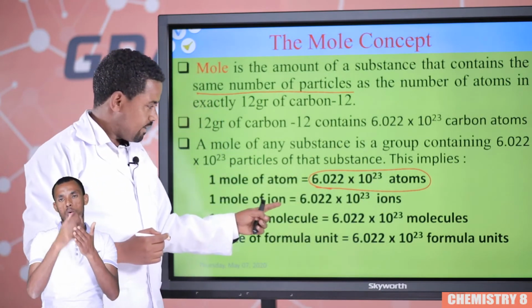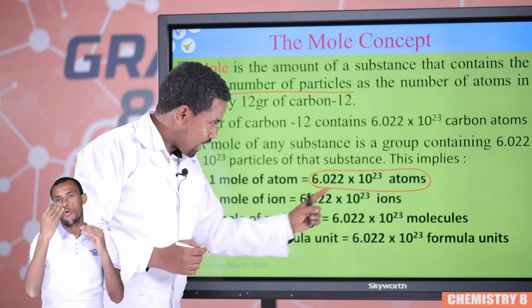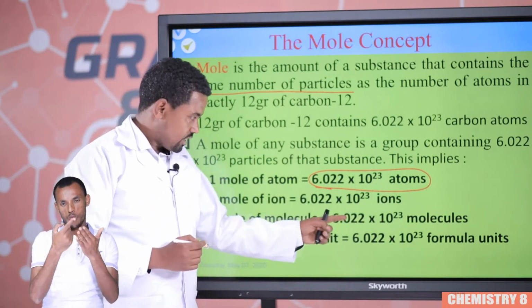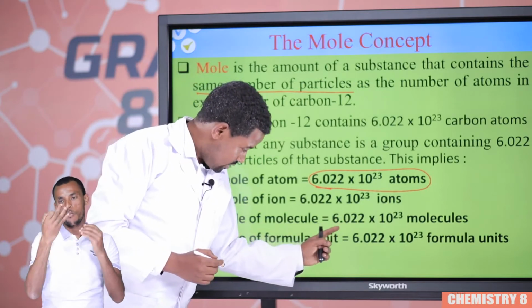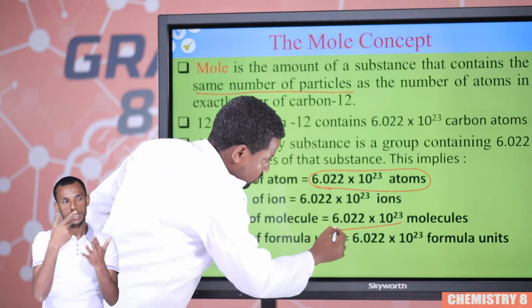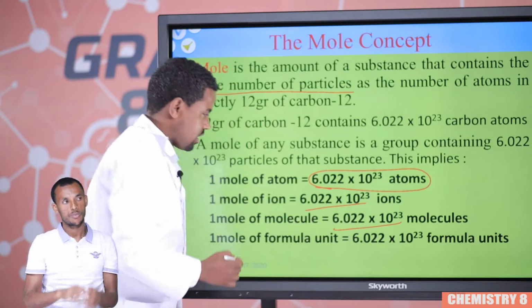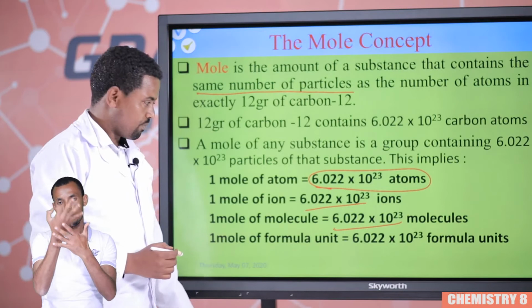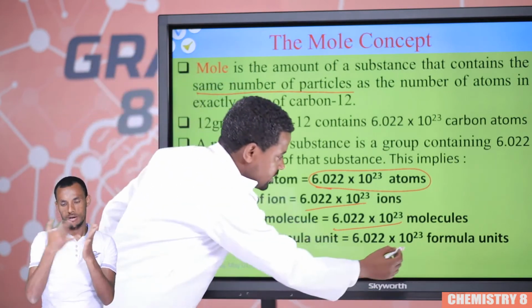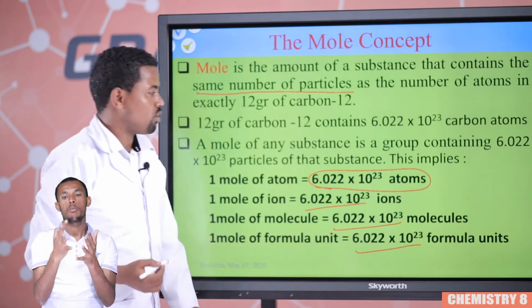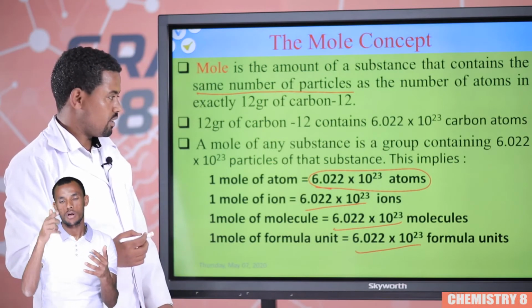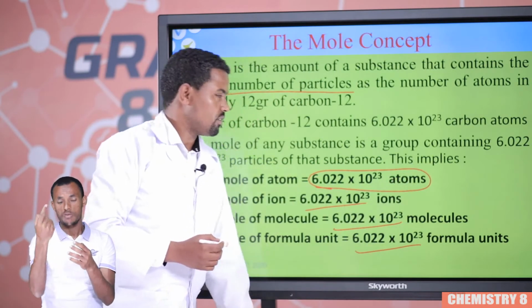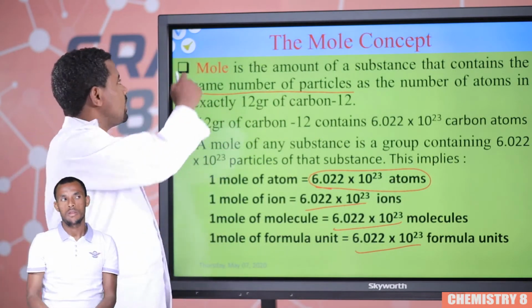1 mole of ions gives us the Avogadro number of ions. 1 mole of molecules consists of this Avogadro number of molecules. 1 mole of formula units contains this Avogadro number of formula units, because each individual item is different.